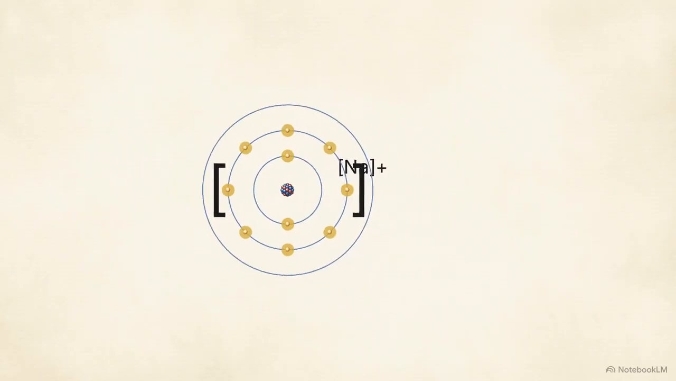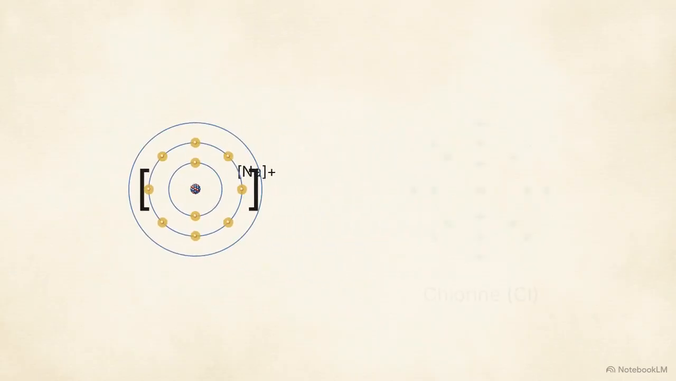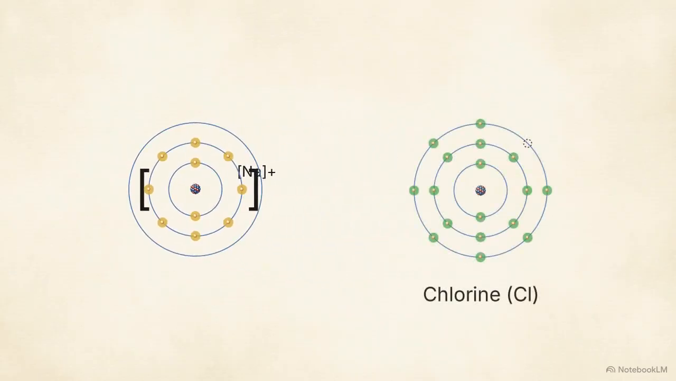Nonmetals are in the opposite situation. This chlorine atom has 7 electrons in its outer shell. It is missing exactly 1 electron to reach a stable octet, forcing it to act as a scavenger to complete its shell. This visual maps out the formation of sodium chloride.